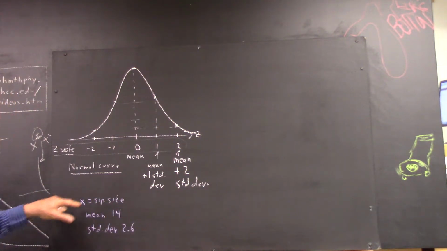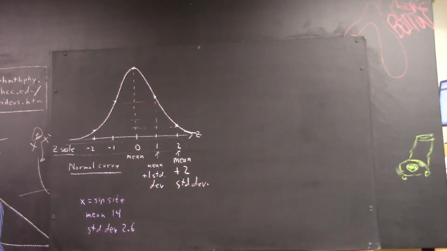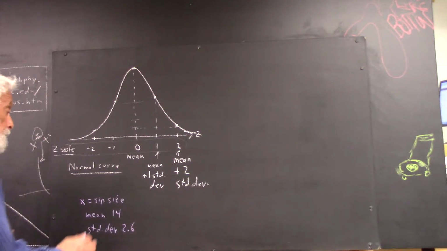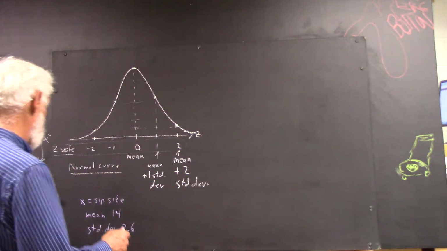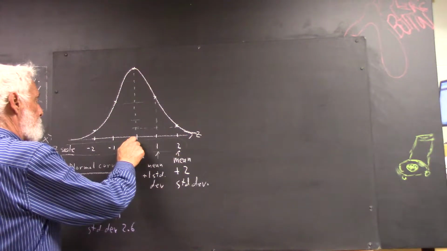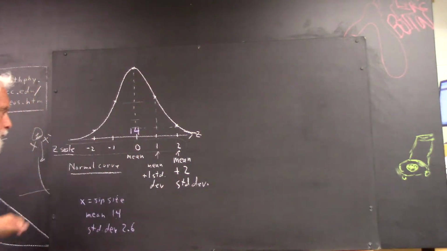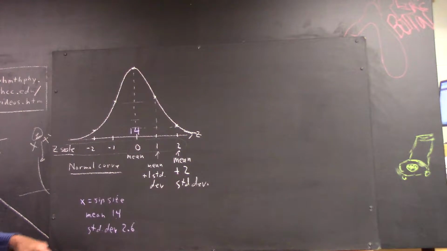I'll say X is SIP size. The mean value of X is 14, the standard deviation is 2.6. There are notations for that we'll look at, but right now I just want you to see how this picture works. Okay, so the mean is 14, so I'm going to put 14 right here. Now it really should be below the axis, but I didn't leave myself room, right? Yeah. So 14 goes here.